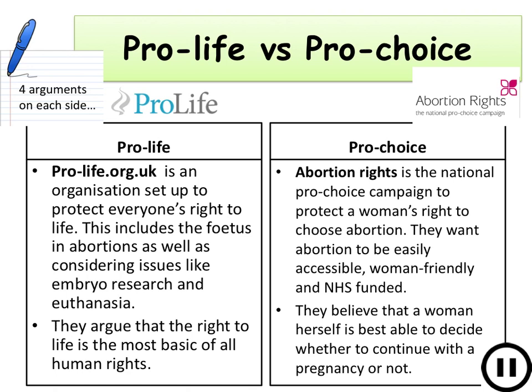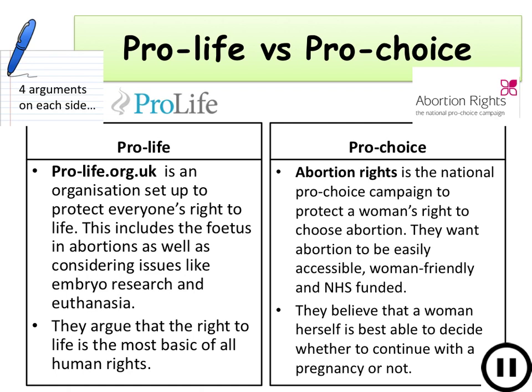The first of these is prolife.org.uk. This is an organisation set up for everybody's right to life. This includes the fetus in abortions. They also consider issues like embryo research and euthanasia. They argue that the right to life is the most basic of all human rights.